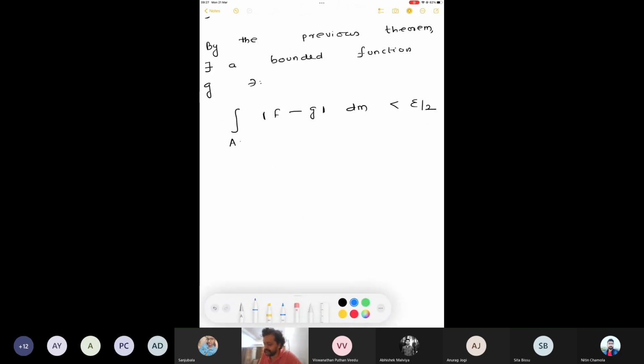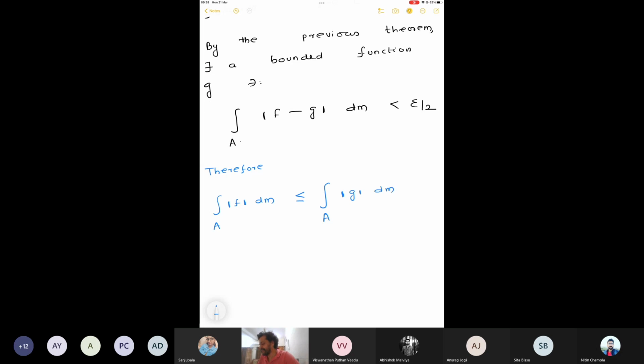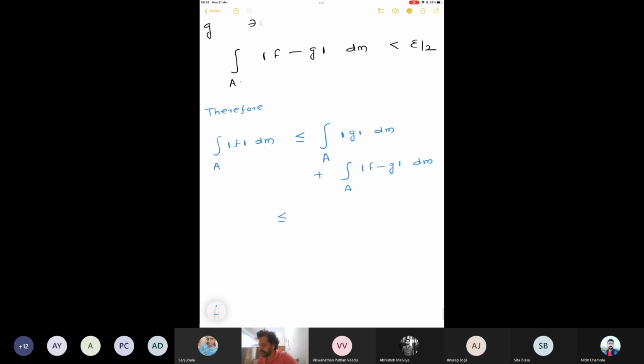Now, therefore, the integral over A of mod f dm is what we want to make less than epsilon. Now apply the triangle inequality. Introduce g: in place of mod f, write mod f minus g plus g. Then you get the integral over A of mod g dm plus the integral over A of mod f minus g dm. This is less than or equal to the integral over A of mod g dm plus the second quantity, which is less than epsilon by 2. No issue with that.